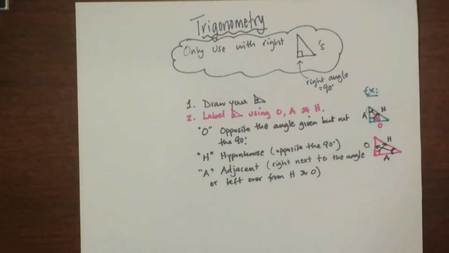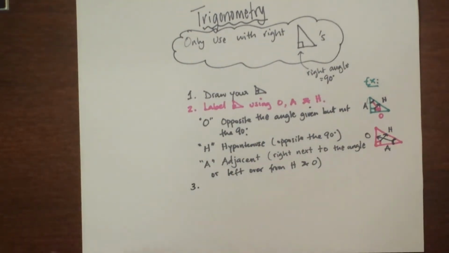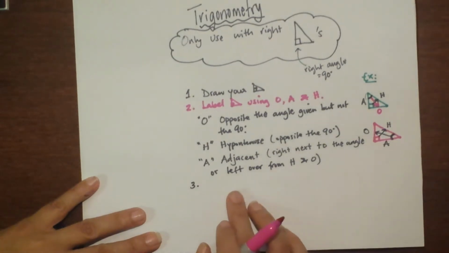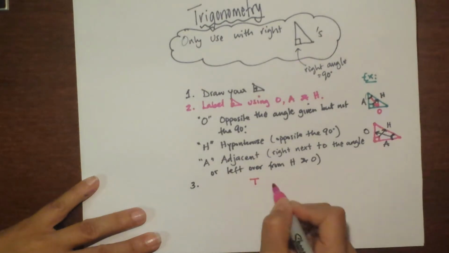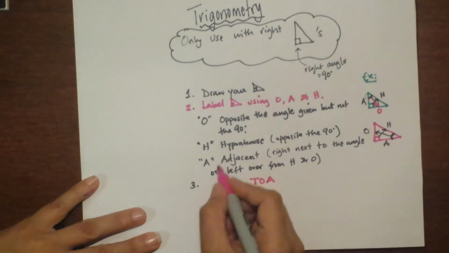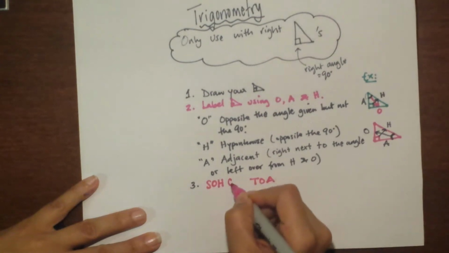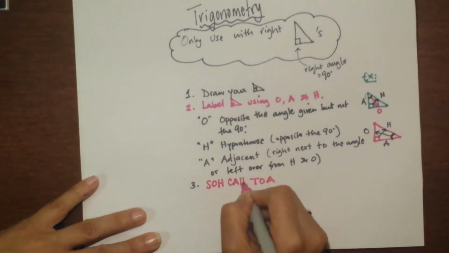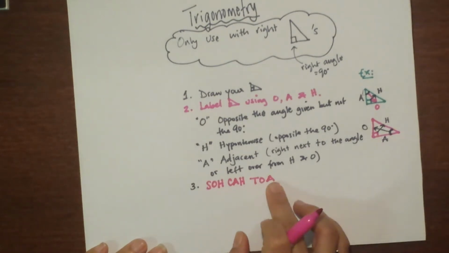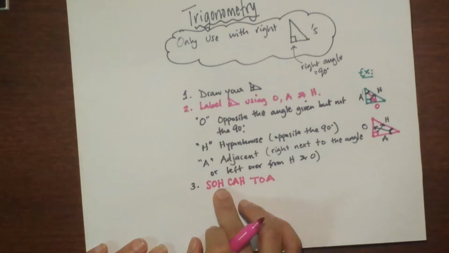So back to our 5 steps. Step number 3 is, you need to know this. I think they're going to give it in a reference sheet, but just in case they don't, it's SOHCAHTOA. The way I remember it is 3 old angels sitting on high, chatting about heaven. Let's say this together: 3 old angels sitting on high, chatting about heaven.